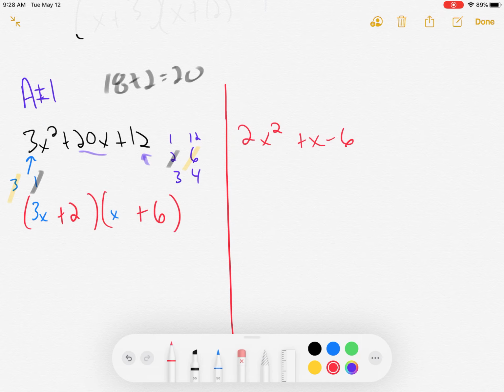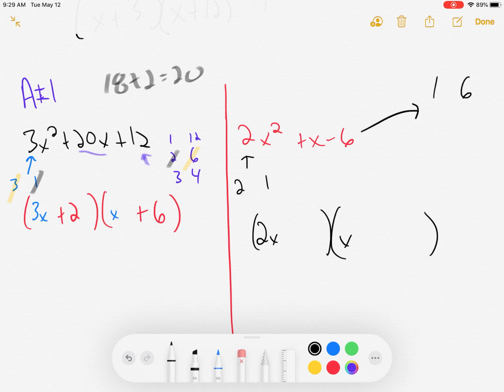Okay, if you want to pause the video and try this one, you can go ahead. Otherwise, here we go. Numbers that multiply to 2 are only 2 and 1. So I know I'm going to have a 2x and an x. Now I need numbers that multiply to give me 6. It's technically a negative 6 right here, but for now, I'm just going to say numbers that multiply to 6 in general. So 1, 6, 2, 3. Now there's a 1 right here, remember?